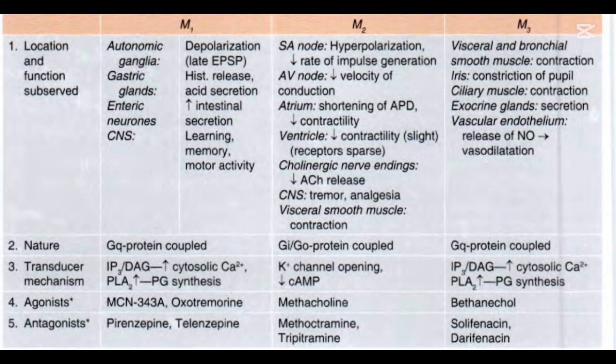Also, you need them for learning, memory, and motor action, using the autonomic ganglia. Don't forget.